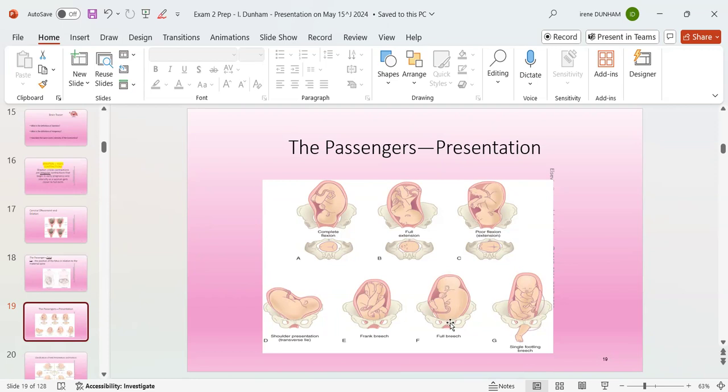If they put themselves in this position here, they may have a reason. Sometimes you find that there's a short cord, okay? And when the cord is shorter, then he knows that he needs to be in a different position. All right. And then you have a single footling breech. You can see where the foot's coming through, okay? That would definitely be a stat C-section.